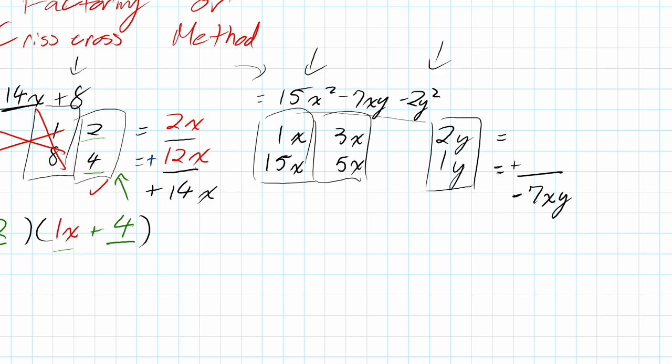Now, you may look at this and go, actually, I had a negative 2, so I have to apply it here. We don't actually know which one we're going to apply it to, whether it's going to be the 2 or the 1. So we leave it off, and then we test with it after. So let's try this crisscross method again.